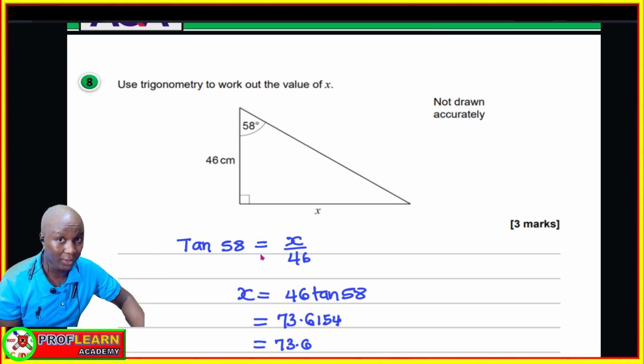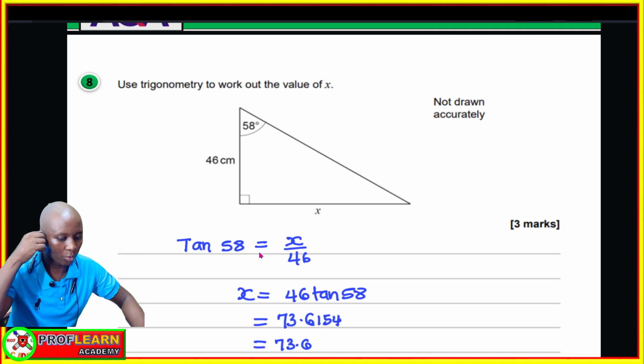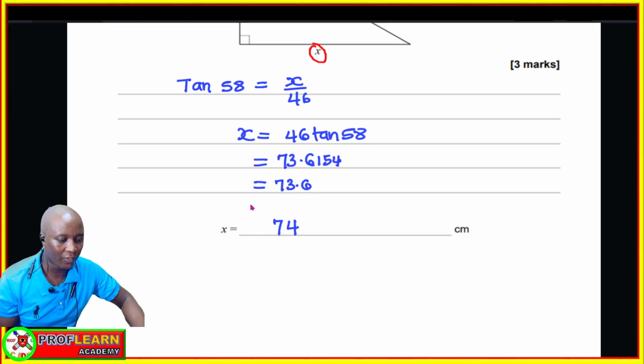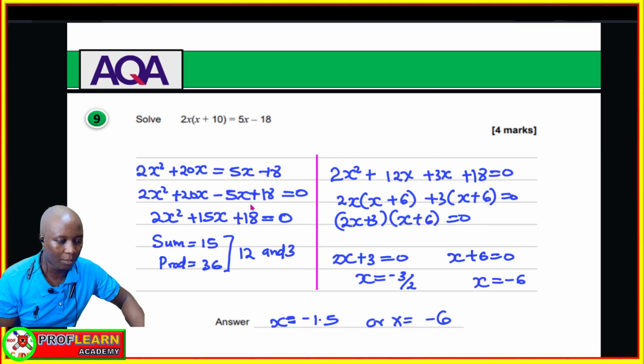Also, I brought in question number 8, so that I can show you how you can make use of trigonometry to work out the missing side. So you see, we are given this angle 58 degrees, then this is the opposite side, and then adjacent. So which means that we can use tan. Tan is opposite over adjacent. So our adjacent is 46, opposite is x. So we can say tan 58 is equal to that. So if we solve that, we're going to get 74. So this is also another area that is quite important to work out.